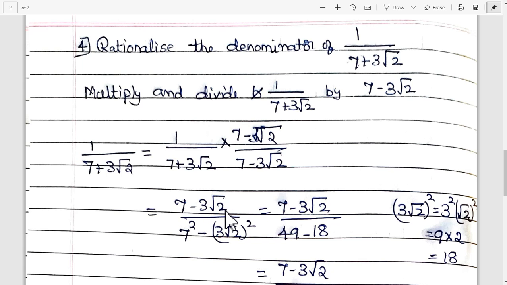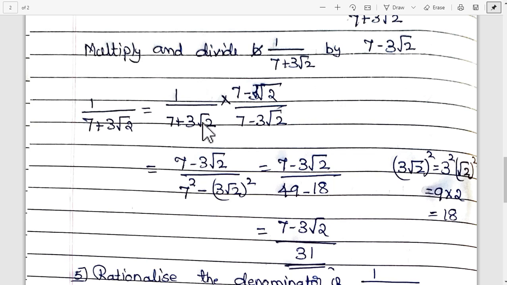So 7 minus 3 root 2 divided by, a plus b into a minus b is equal to a square minus b square. Our a is 7, so 7 square minus b square. B is 3 root 2, not just root 2, 3 root 2. 3 root 2 whole square. So 7 minus 3 root 2 divided by 7 square is 49.